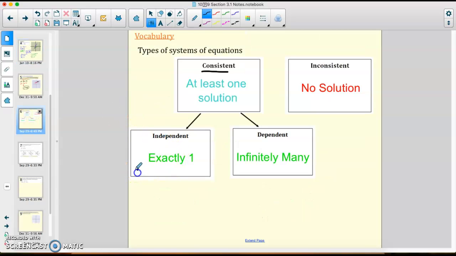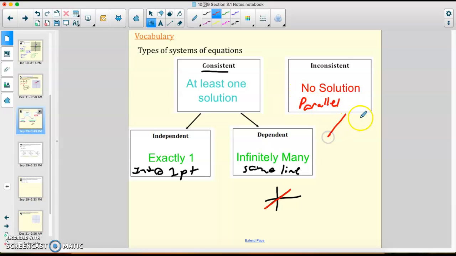Okay, so intersect at one point. Okay, infinitely many would be, they're the same line. Okay, that would be like you have your graph and then one of the lines is like this, and then you have your other line which is like exactly the same thing. There's infinitely many solutions because they cross no matter what. Okay, and then no solution, that would be like parallel lines, because they're never going to touch, right? There's no intersection points here.